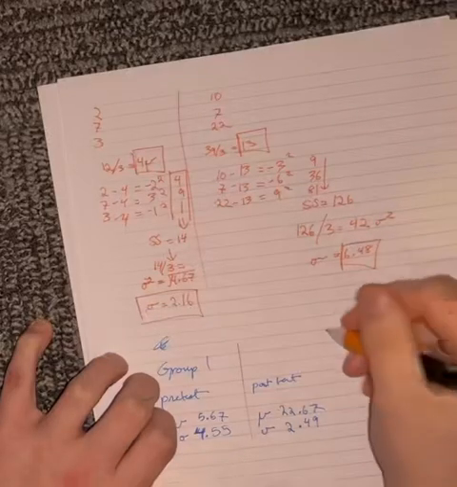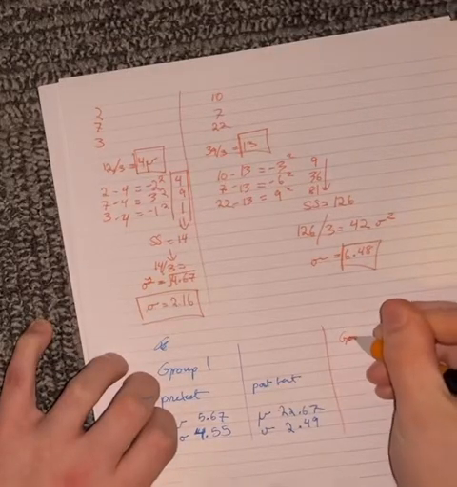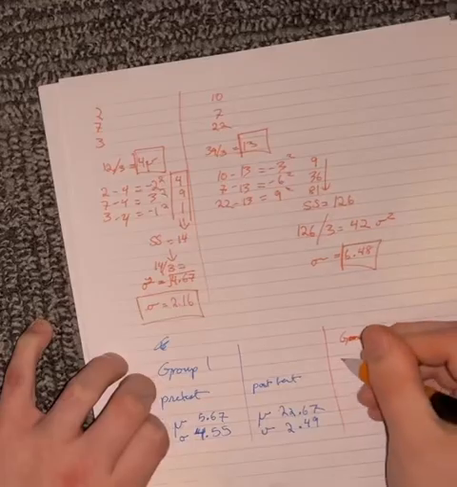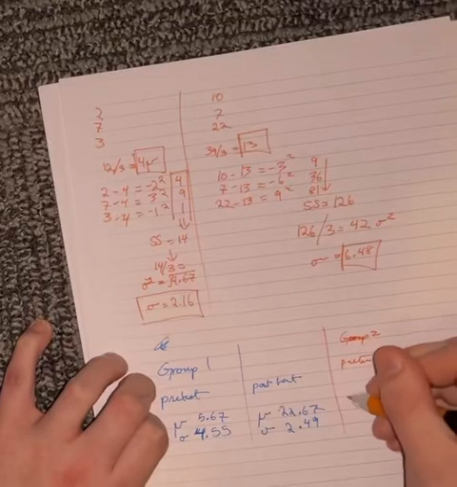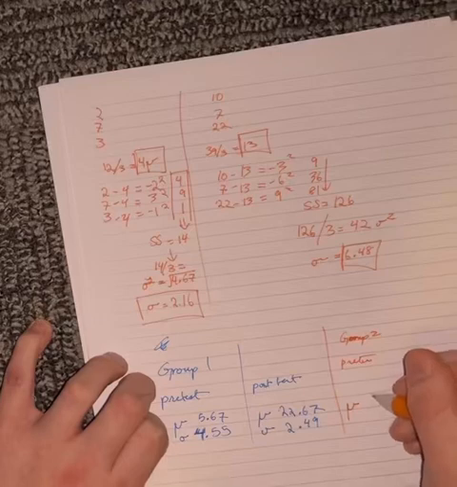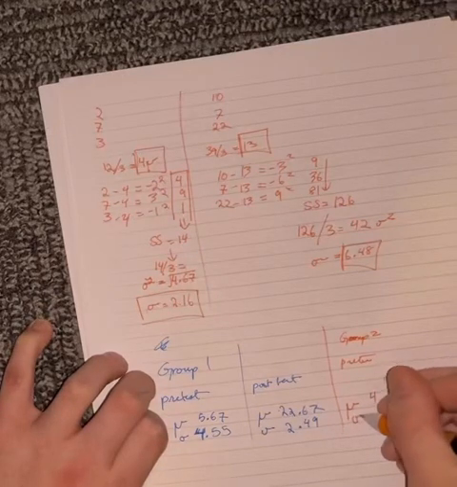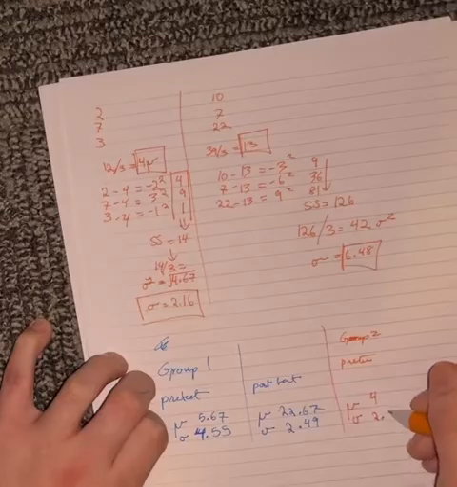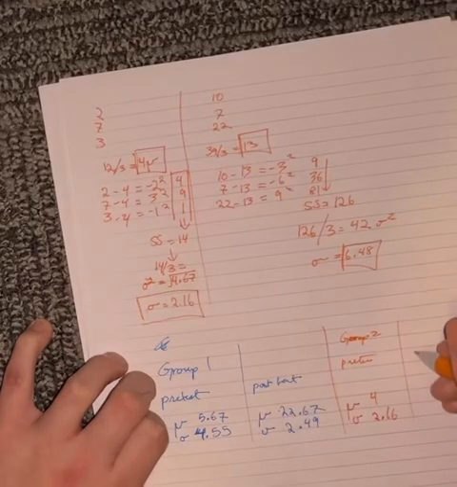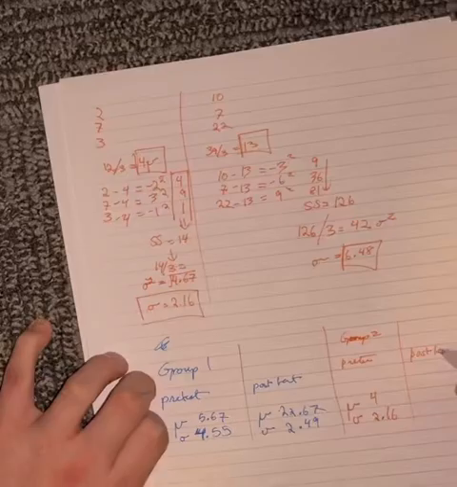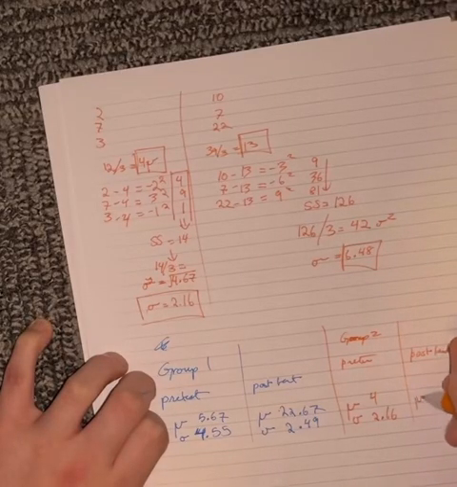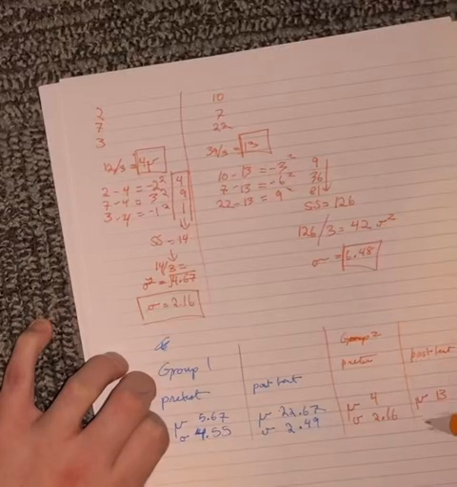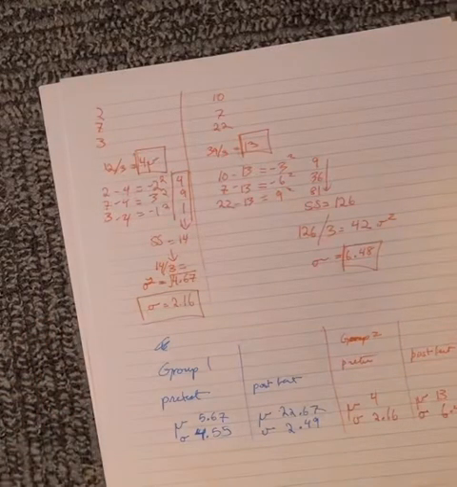Group 2 had a mean of 4, a variance of 2.16, and then a post-test of, our post-test had a mean of 13 and a variance of 6.48.